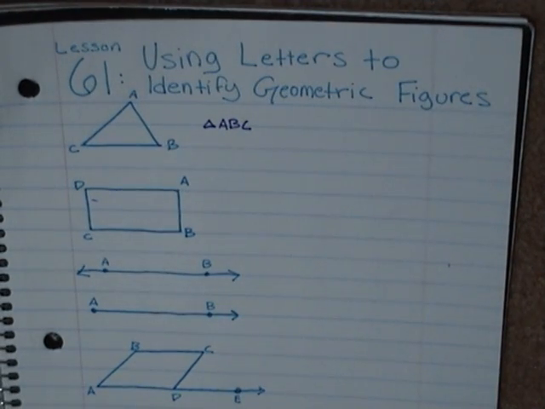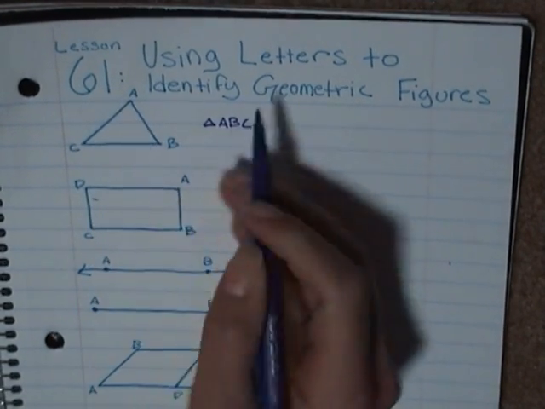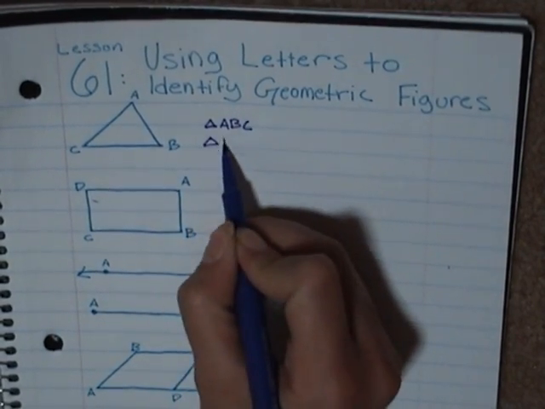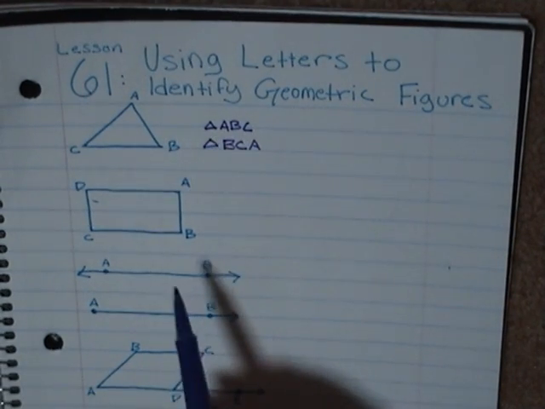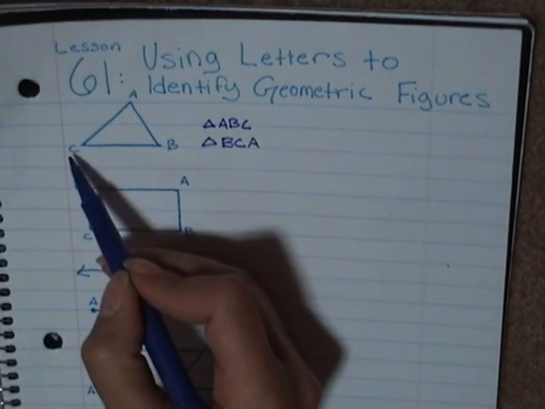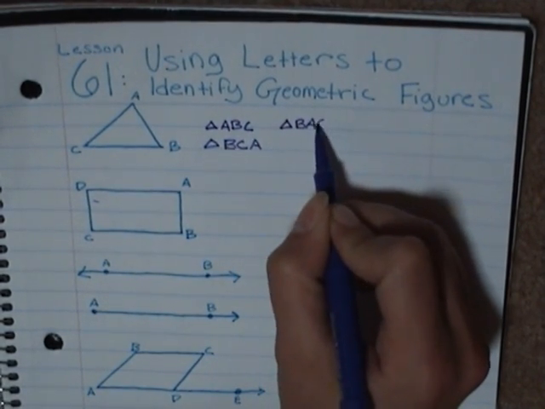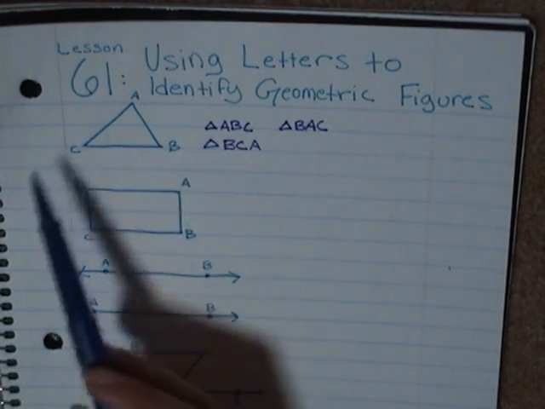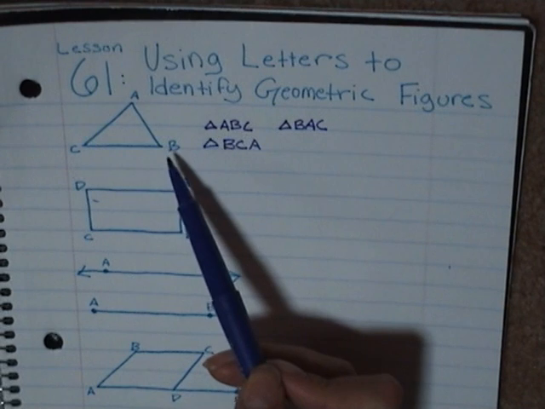Now there are a few different ways to actually name this triangle. I could also name it triangle B, C, A. I could write down triangle B, C, A. And this triangle could be named BAC. Just as long as when I'm naming my shape, I have to go in order of each vertex.